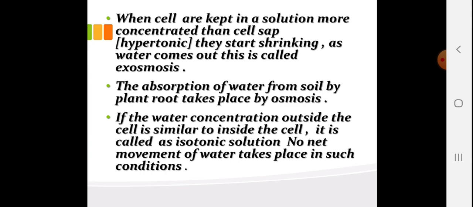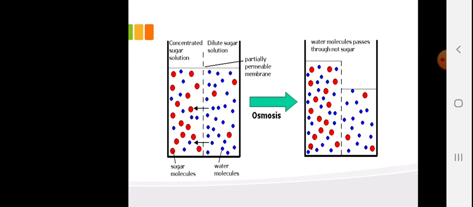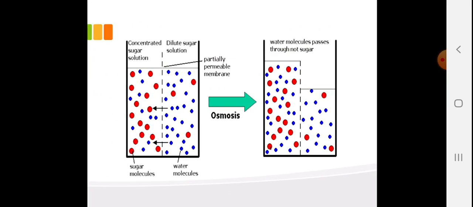If the water concentration outside the cell is similar to inside the cell, it is called an isotonic solution. No net movement of water takes place in such conditions. You can see both the conditions, sugar molecules and water molecules. Where water molecules are more, they try to move towards the sugar molecules. This way osmosis takes place.